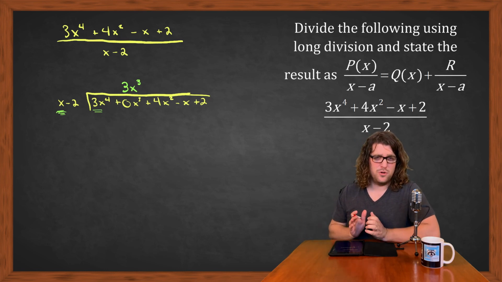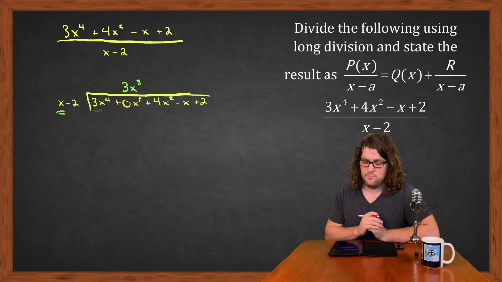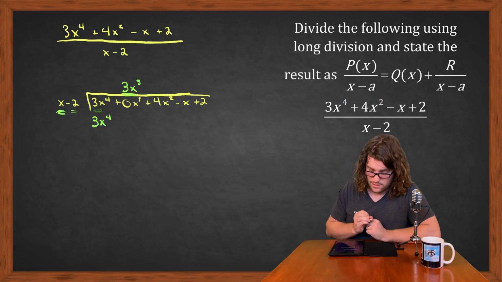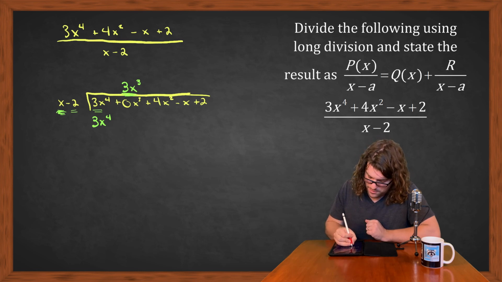I also made this polynomial totally randomly, so the odds that it divides in evenly are pretty low. Could happen, but I highly doubt it. So we're going to get as our leftover bit 3x to the 3 times this x gives us 3x to the 4. And then we're also going to have the 3x to the 3 times the negative 2 as our other bit, which will give us negative 6x cubed.